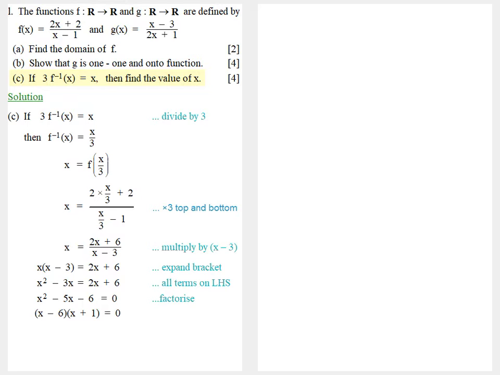So when we factorised it, we get x minus 6 into x plus 1 equals 0. Now if two numbers multiply to make 0, one of them must be 0, so x minus 6 is 0, or x plus 1 is 0, which means x is equal to 6, or x is equal to minus 1. And both these answers are in fact valid.